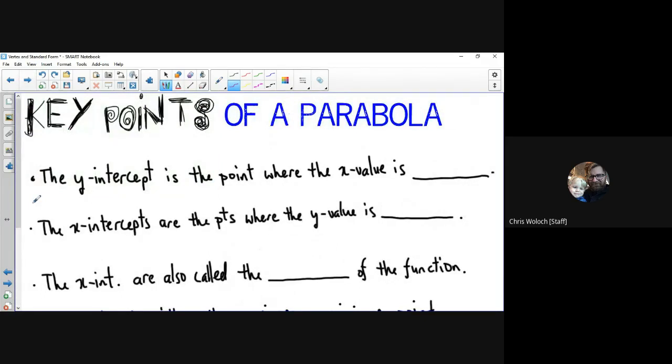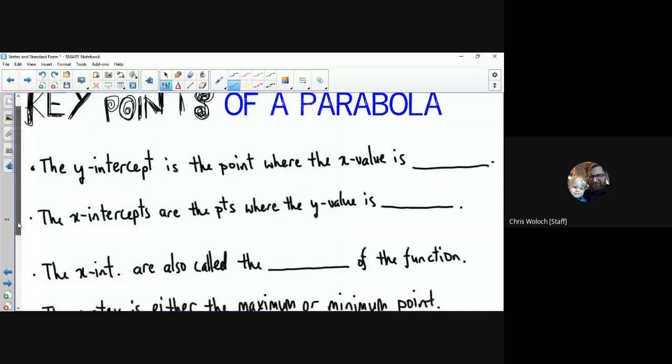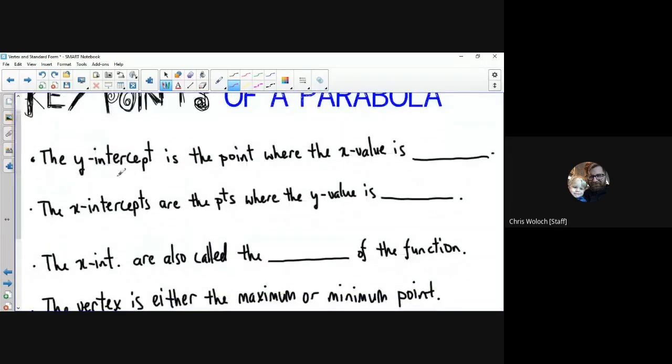So here are just some general reminders about key points of a parabola. Generally, we look at a few important components. First, the y-intercept. That is the point where the x value is 0. The x-intercepts are the points where the y value is 0.